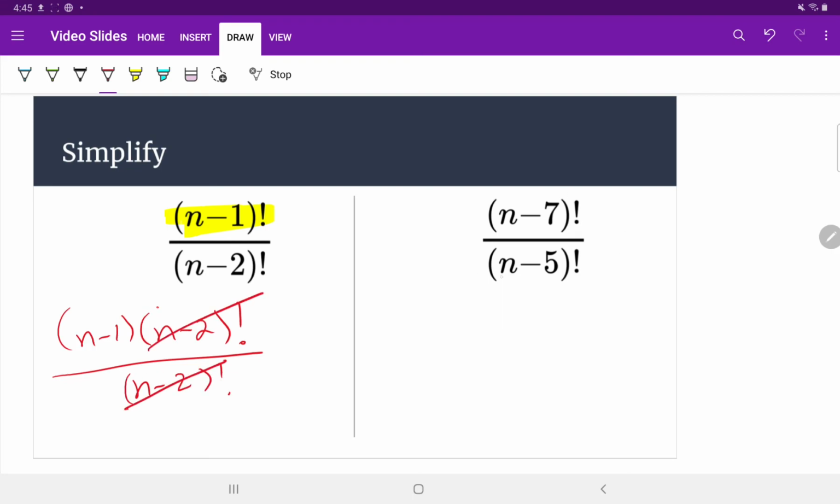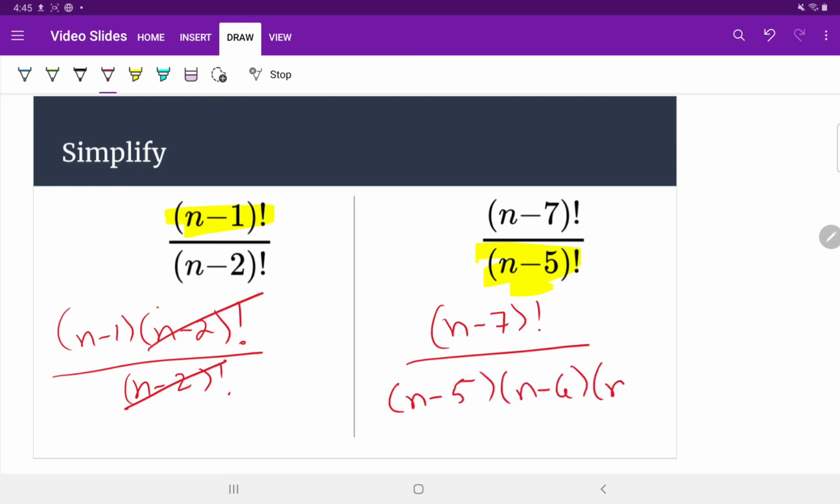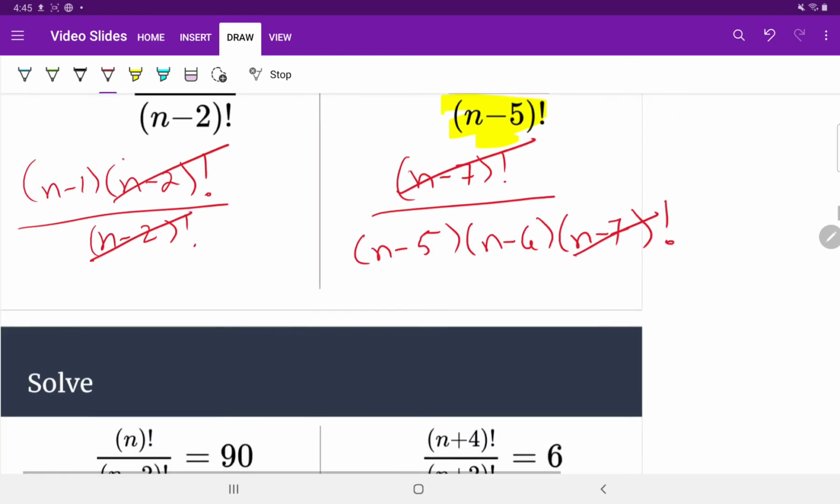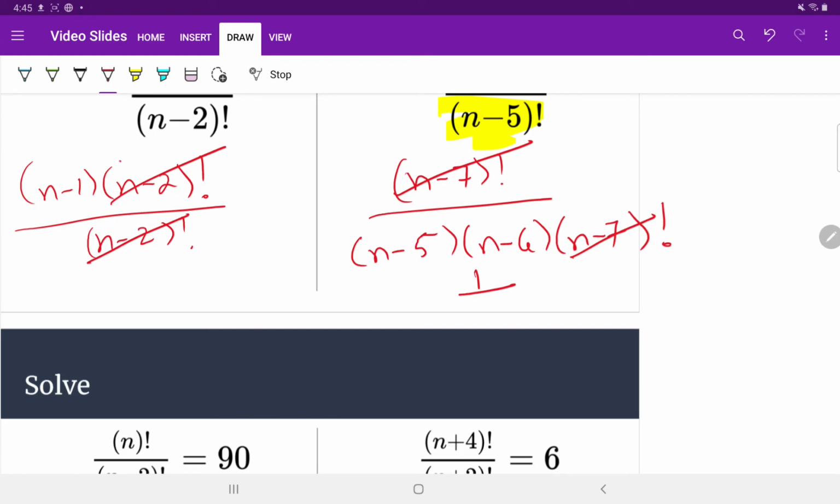Same thing here. In this case, though, my n minus 5 is the larger of the numbers, so I have to be careful there. So I'm going to leave my numerator alone, and I'm going to expand the denominator. So it's going to be n minus 5 times n minus 6, and then the n minus 7 factorial. These cancel, and I still have that 1 in my numerator, and then n minus 5, n minus 6, or 1 over n squared minus 11n plus 30.